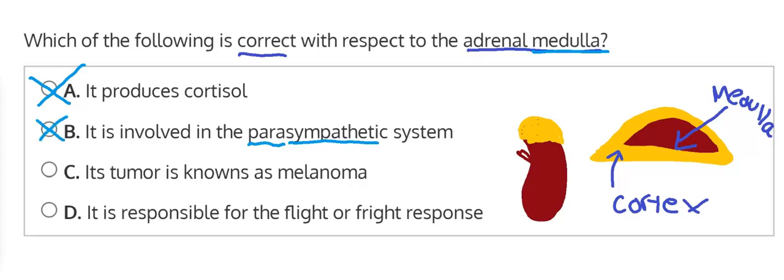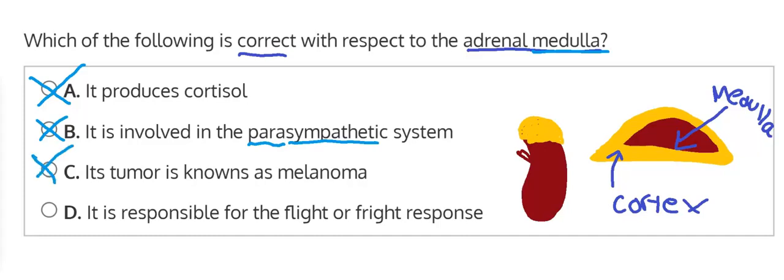Option C says its tumor is known as melanoma, and melanoma would actually be a tumor related to melanocytes or skin cells because it's a skin cancer. So therefore we could eliminate option C because the tumor melanoma is not part of the adrenal medulla.